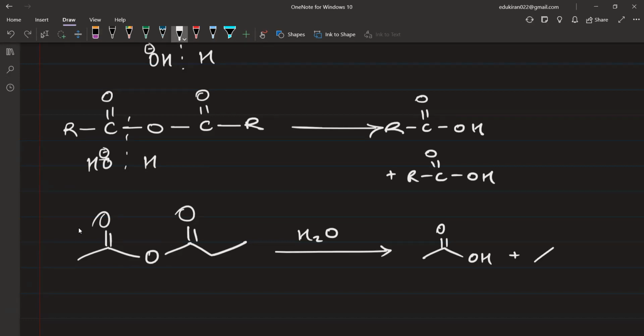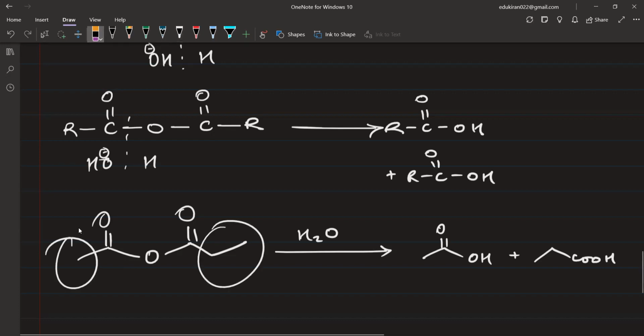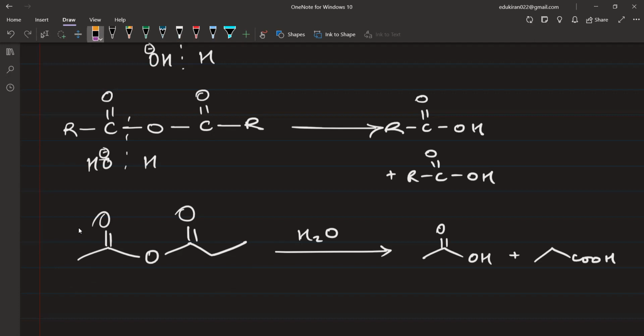Okay, so you're going to get COOH. So one carboxylic acid has two carbon atoms and one has three carbon atoms, depending on the number of carbon atoms in these two alkyl groups which are attached with the carbonyl carbon. Okay, so please write this down.